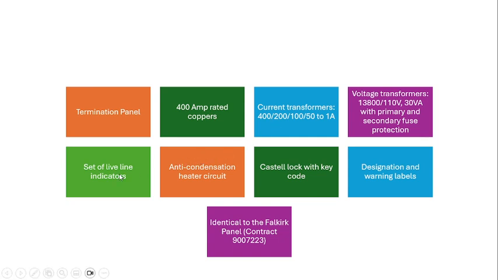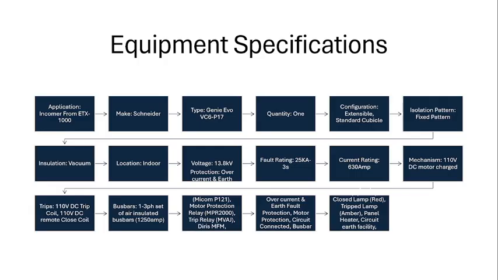We also have to set live line indicators, anti-condensation heater circuits, and Castle lock with key code, designation and warning labels identical to the Falkirk panel content contract. The number is written that you have talked about in the picture, and this is for the equipment specifications that are mentioned for the second part. The remaining are the same.